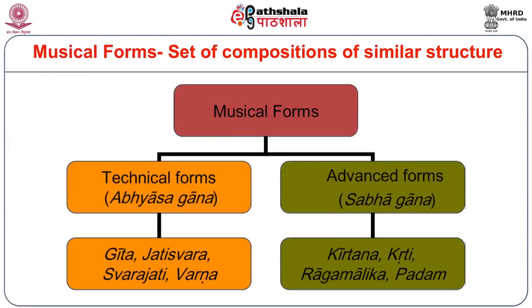One also gets a rough knowledge of the raga and tala, and how the entire singing of a composition is learned, through technical forms. Advanced forms are those performed on stage, which require good command over the raga, the tala, the voice and a good repertoire. Singing these would also incorporate improvisational aspects. Some examples of technical forms are Gita, Jati Swara, Swara Jati and Varnam. Some examples of advanced forms are Kirtana, Kriti, Ragamalika, Padam, Javali and Tillana.